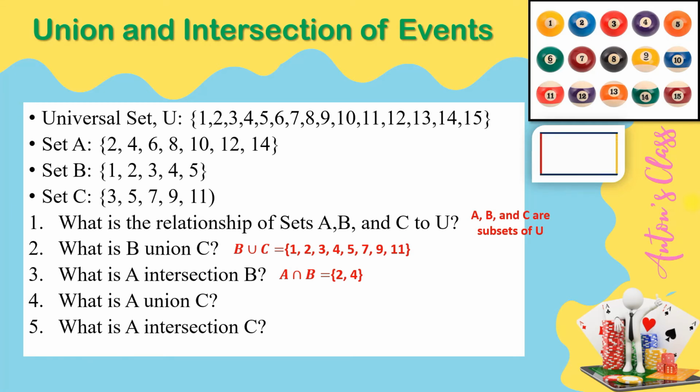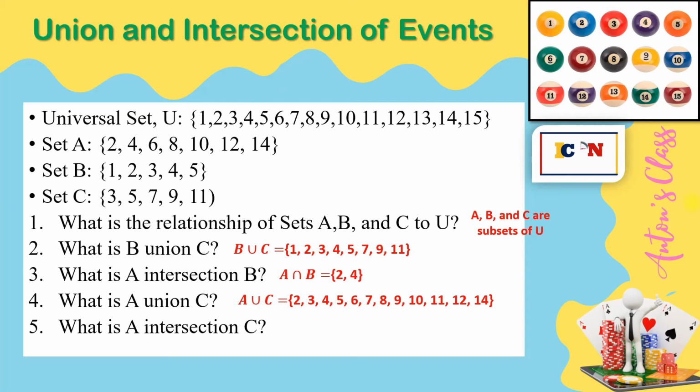Okay, so number 4, what is A union C? So we are going to write all the elements from set A and set C. So as you can see, set A is even, set C is odd, but from 3 to 11 only. So we have the elements 2, 3, 4, 5, 6, 7, 8, 9, 10, 11, 12, 14.